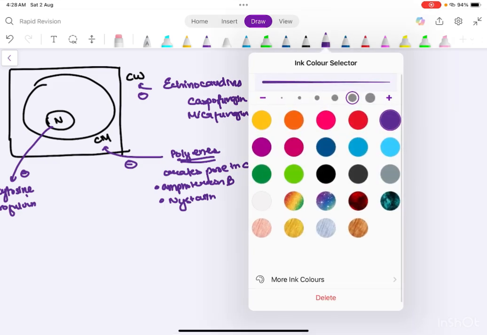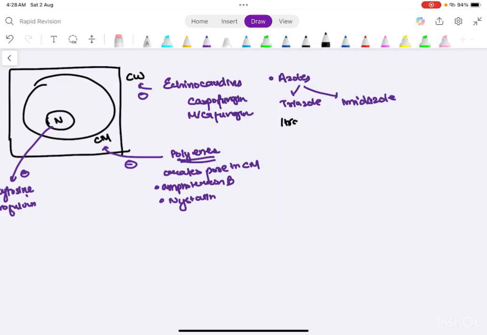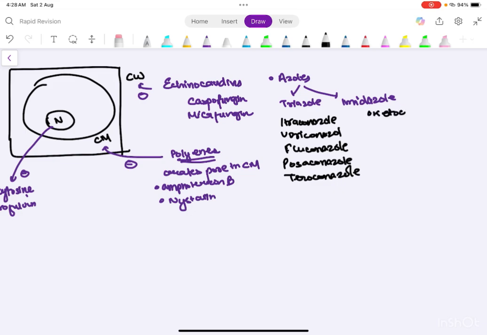So, in triazole, you have to remember itraconazole, voriconazole, fluconazole, posaconazole, terconazole. And in imidazole, you have to remember ketoconazole, then miconazole, and clotrimazole.